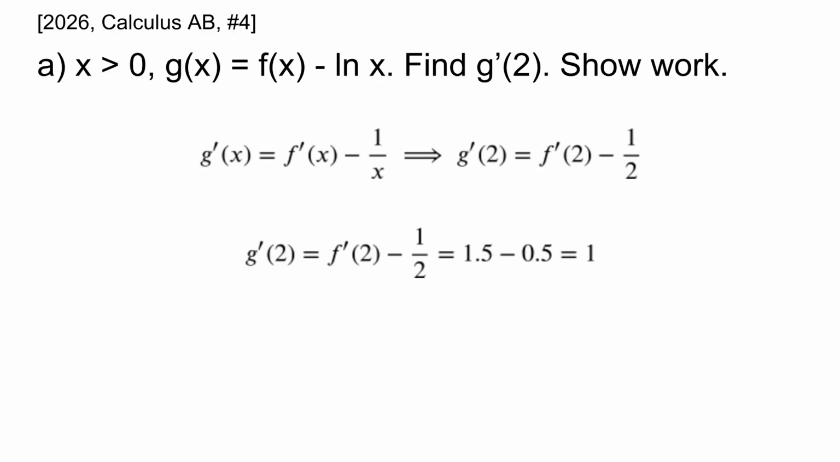Now, because we have the graph of f prime, we can use it to determine f prime of 2. It turns out f prime of 2 is 1.5. So we get g prime of 2 is 1.5 minus 0.5, which is just 1. So g prime of 2 is equal to 1.